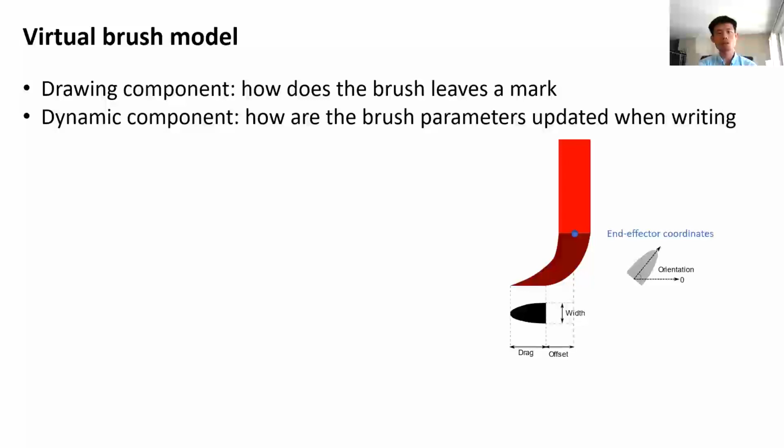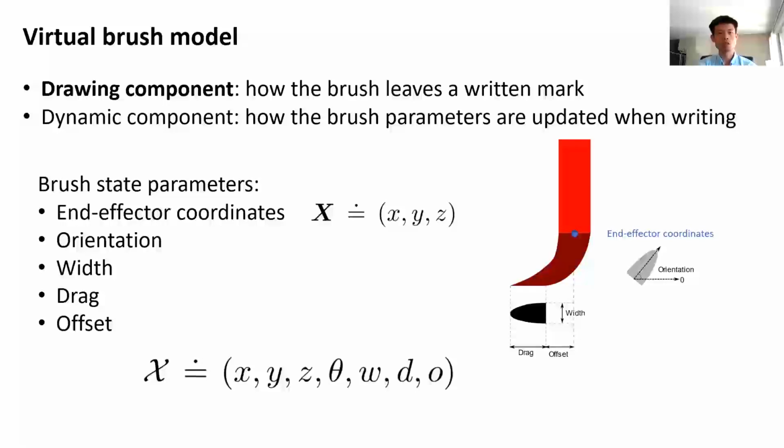The virtual brush model also has two components, the drawing component and the dynamic component. Basically, in the drawing component, we want to map a set of brush parameters to a writing mark on the paper. The brush parameters include, at first, the end effector coordinates, which describe the position of the virtual brush, and then an orientation parameter, which describes the rendered writing mark on the paper. Width and drag parameters describe the shape and the size of the writing mark. And finally, offset describes the relative distance between the writing mark and the brush holder.